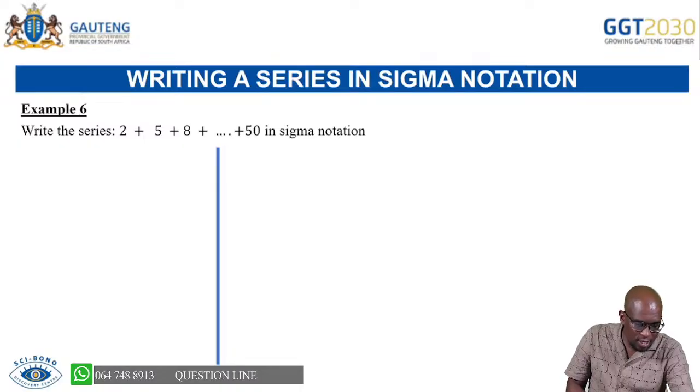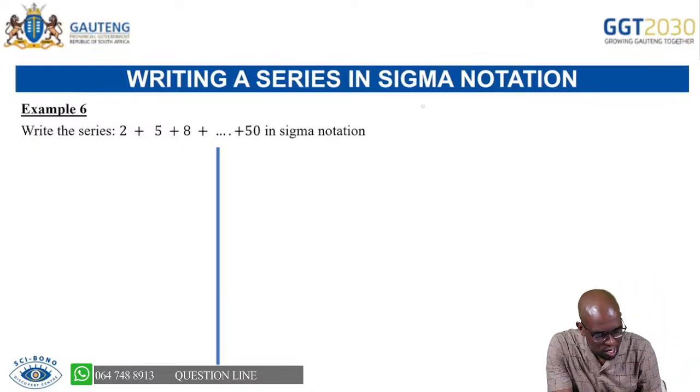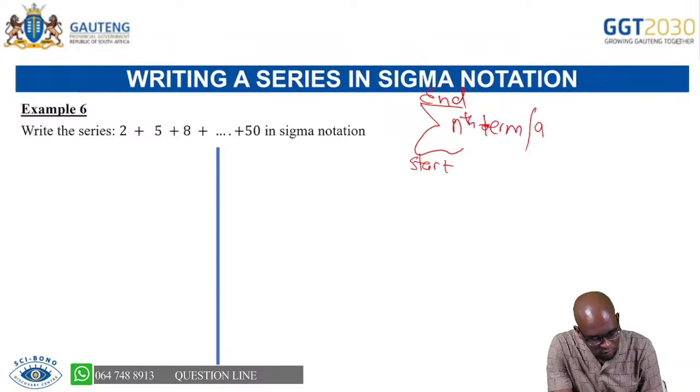Right, there is the next one. I want us to write the series in sigma notation. So I want to teach you how to write a series in sigma notation. Remember, we said this is the lower index of summation. This is where you start, this is where you end, and this is the nth term, or what is also referred to as the general term.